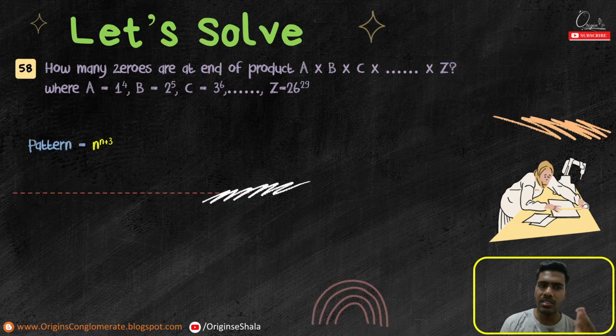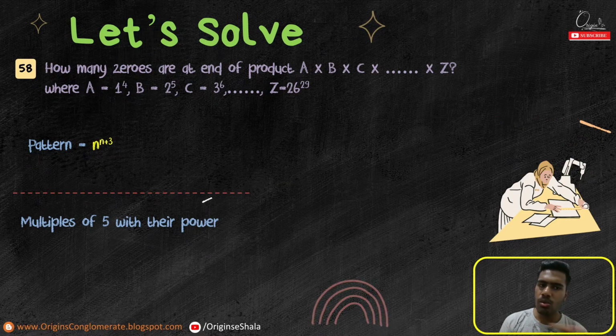We all know that A is the first alphabet, B is the second alphabet, and so on, and Z is the 26th alphabet. Now, the power is the key here. You will notice that all are having power plus 3 in them, the number itself. Because you can notice in Z that 26 and 29, what's the difference? 3. So the power will always be 3 greater than the number itself. So that's the main key pattern you have to look out for here.